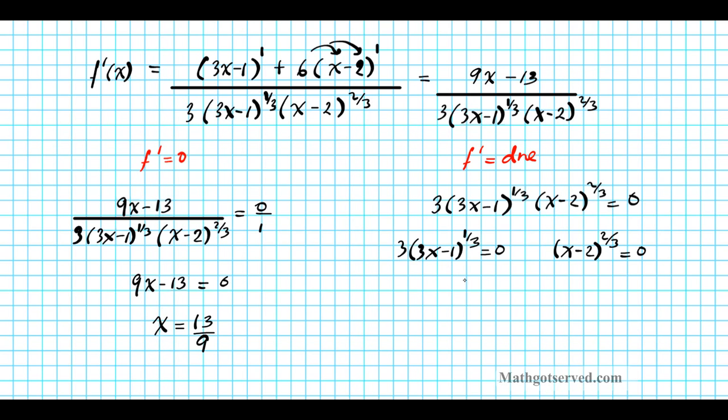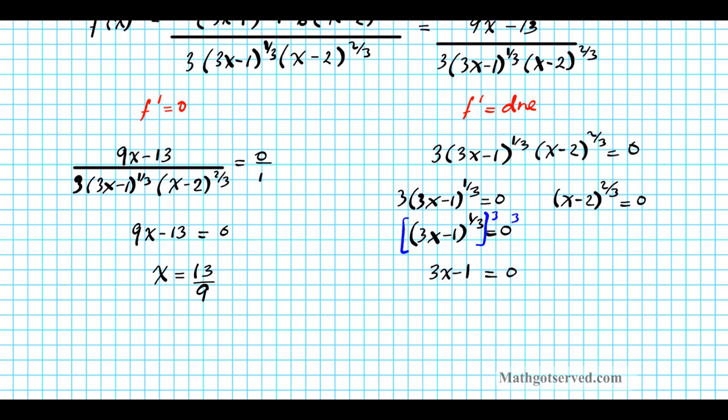All right, let's go ahead and solve this one. Divide both sides by 3. You have 3x minus 1 to the 1/3 equals 0. You raise both sides to the third power, and that yields 3x minus 1 equals 0. If you add 1 and divide by 3, you have x equals 1/3.